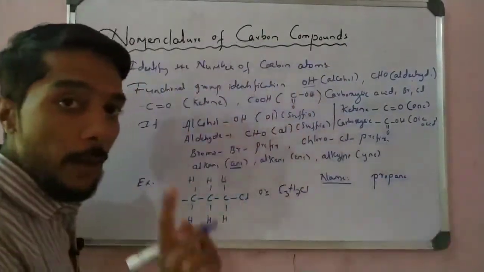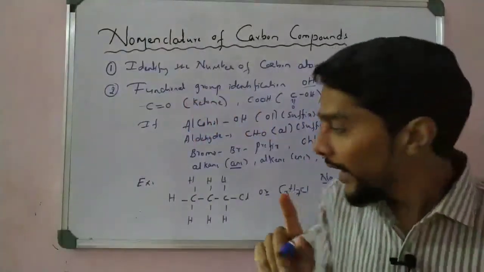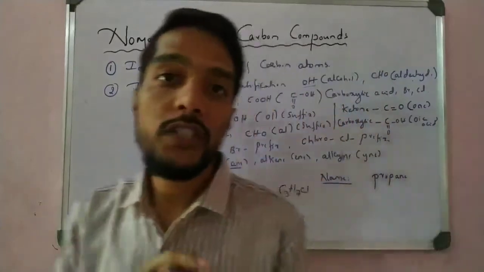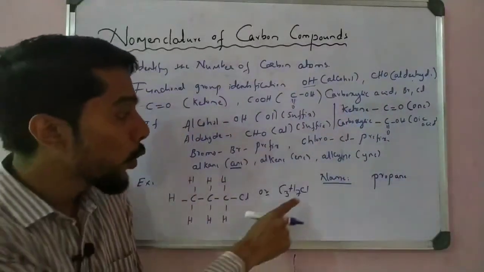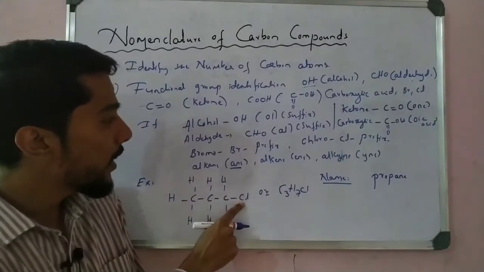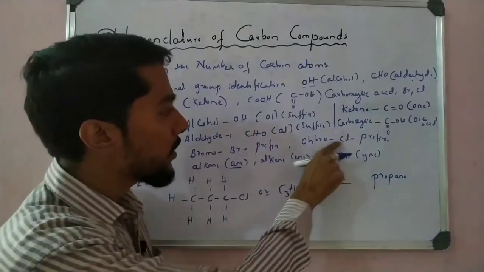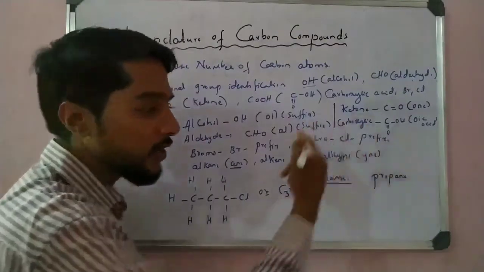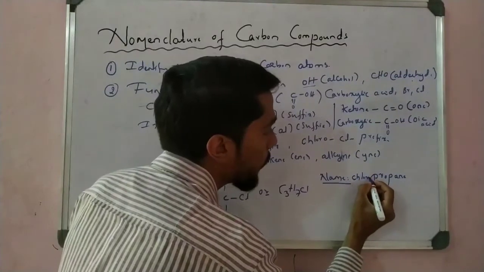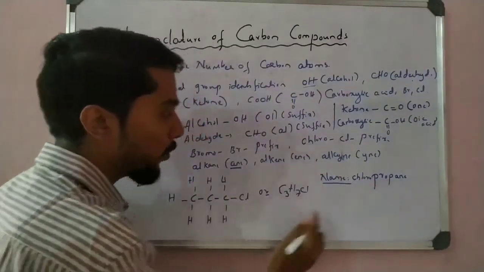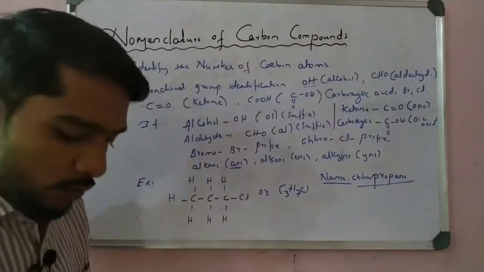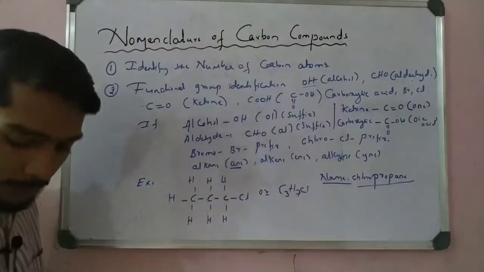Propane, it is propane. But observe, in place of H here, chlorine is there. Chlorine is a functional group, a heteroatom, chloro. If Cl is present, we take chloro, and as a prefix it comes first. So the naming of this compound is chloropropane. Simple answer, right? Please write down this one, chloropropane.